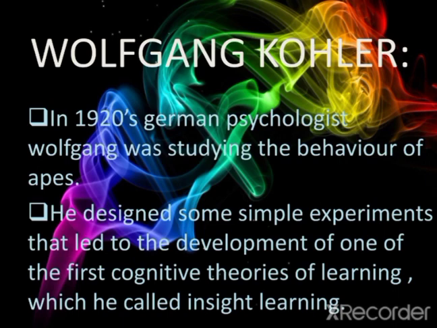Wolfgang Kohler. In the 1920s, the German psychologist Wolfgang Kohler was studying the behavior of apes. He designed some simple experiments that led to the development of one of the first cognitive theories of learning, which he called insight learning.